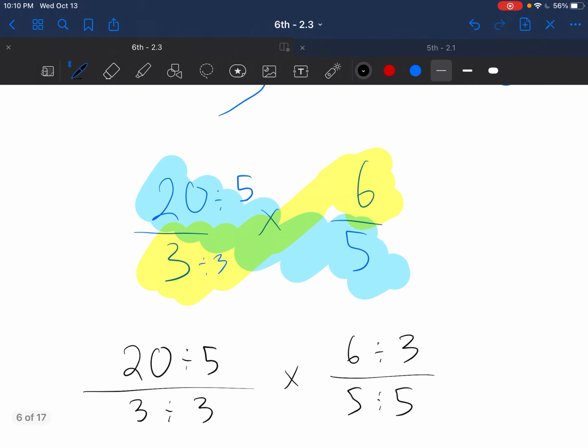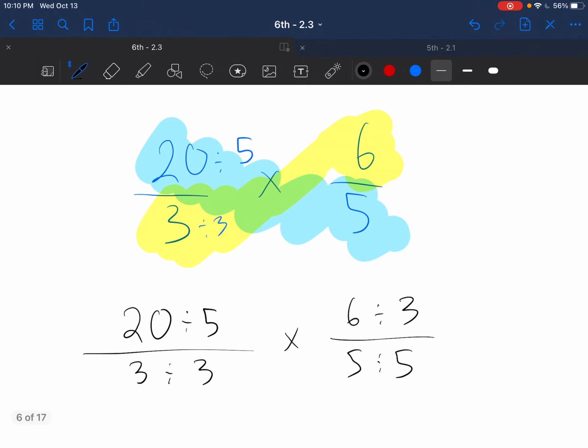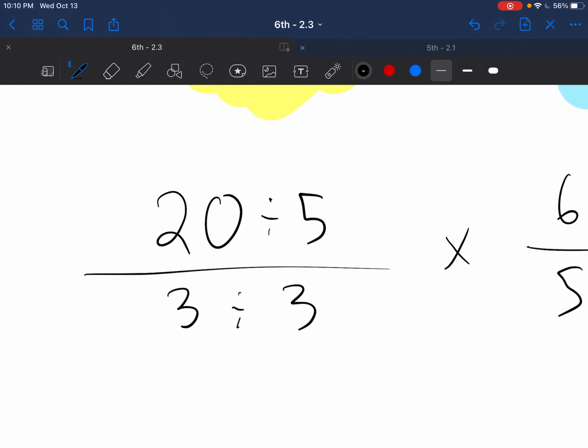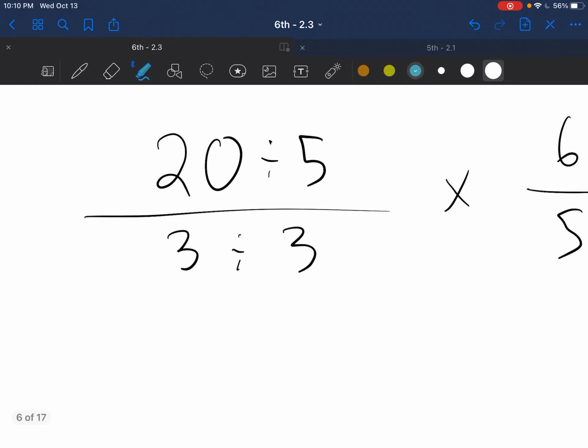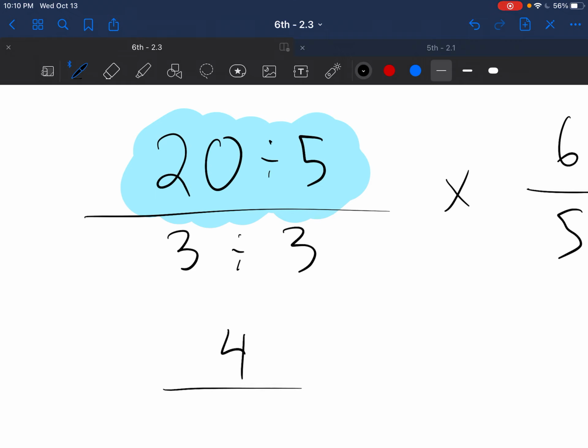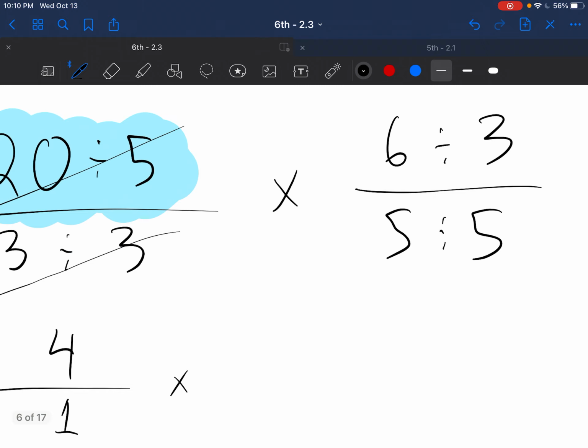Ladies and gentlemen, this is why we write it out. There's no way we're going to remember all of this in our heads. That's why we have to rewrite the problem. Let's solve them one at a time. What is 20 divided by 5? If you don't know, please look at your multiplication chart, division chart. 20 divided by 5 is 4. I'm going to cross that off so I know I finished it. 3 divided by 3 is 1. And then I know 6 divided by 3 is 2. And then 5 divided by 5 is 1.